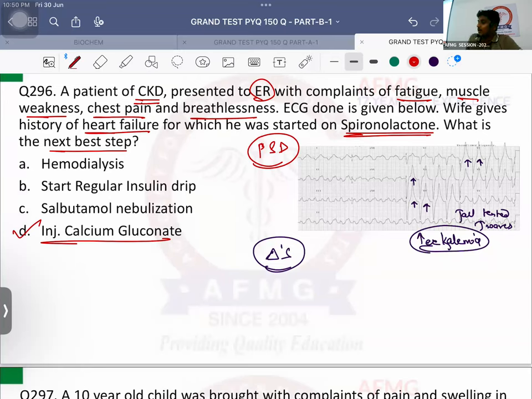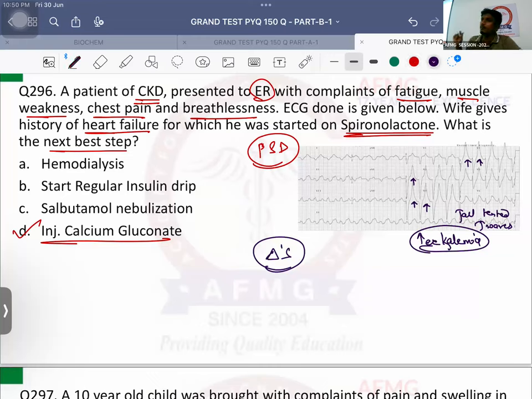Please remember, why did hyperkalemia occur? Because the patient was on a potassium sparing diuretic. Therefore, there was increased potassium in the blood, which causes hyperkalemia. So if a patient is on a potassium sparing diuretic or ACE inhibitors or ARBs, there is a very high risk of hyperkalemia, so please be aware of that. The patient usually lands up in arrhythmias. No issues with this, anybody?